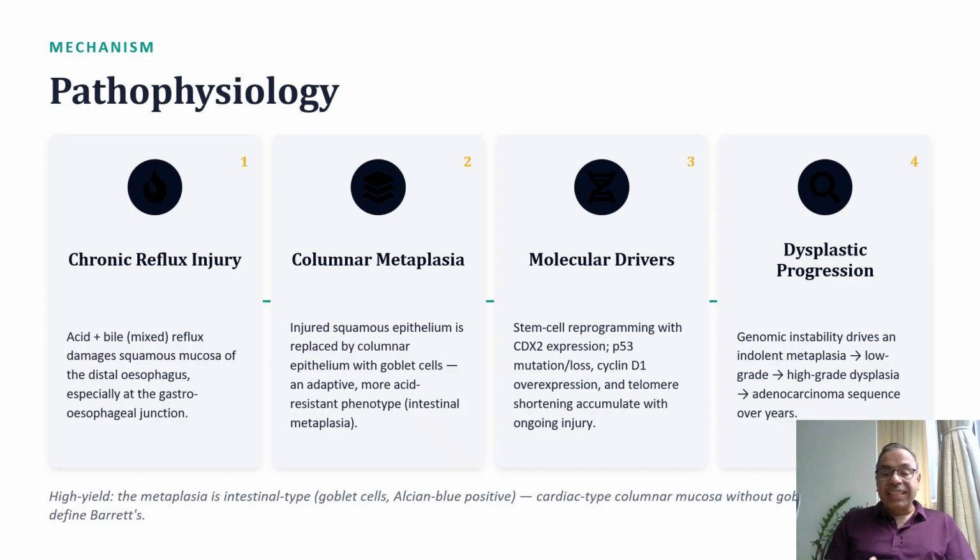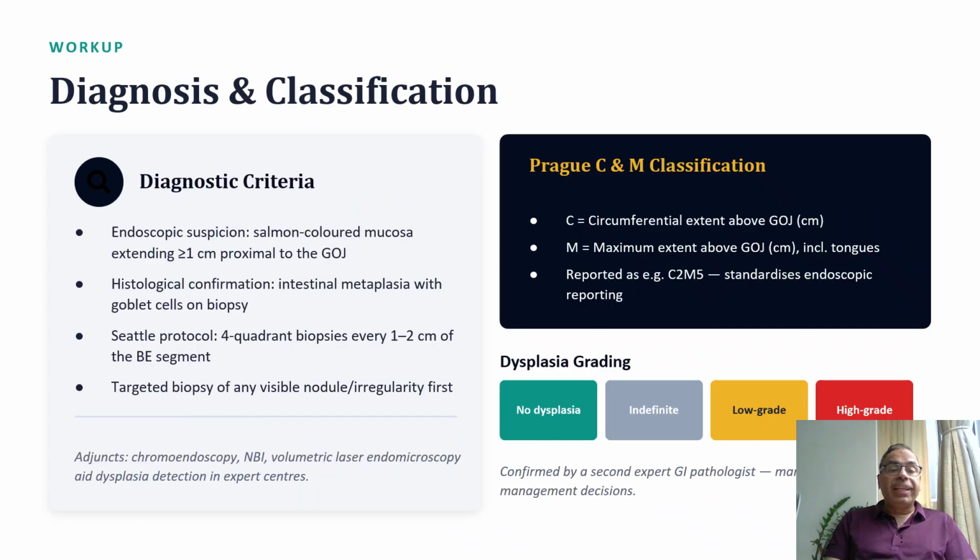So this is a basic progression, the pathophysiology, why it occurs, and how Barrett's esophagus develops. Remember that this metaplasia in Barrett's esophagus is known as intestinal type. That means it contains goblet cells which are Alcian blue positive. There is another type of columnar mucosa, the cardiac type, which has no goblet cells. If that is present, then it would not be labeled as Barrett's esophagus. So this is one of the very important criteria.